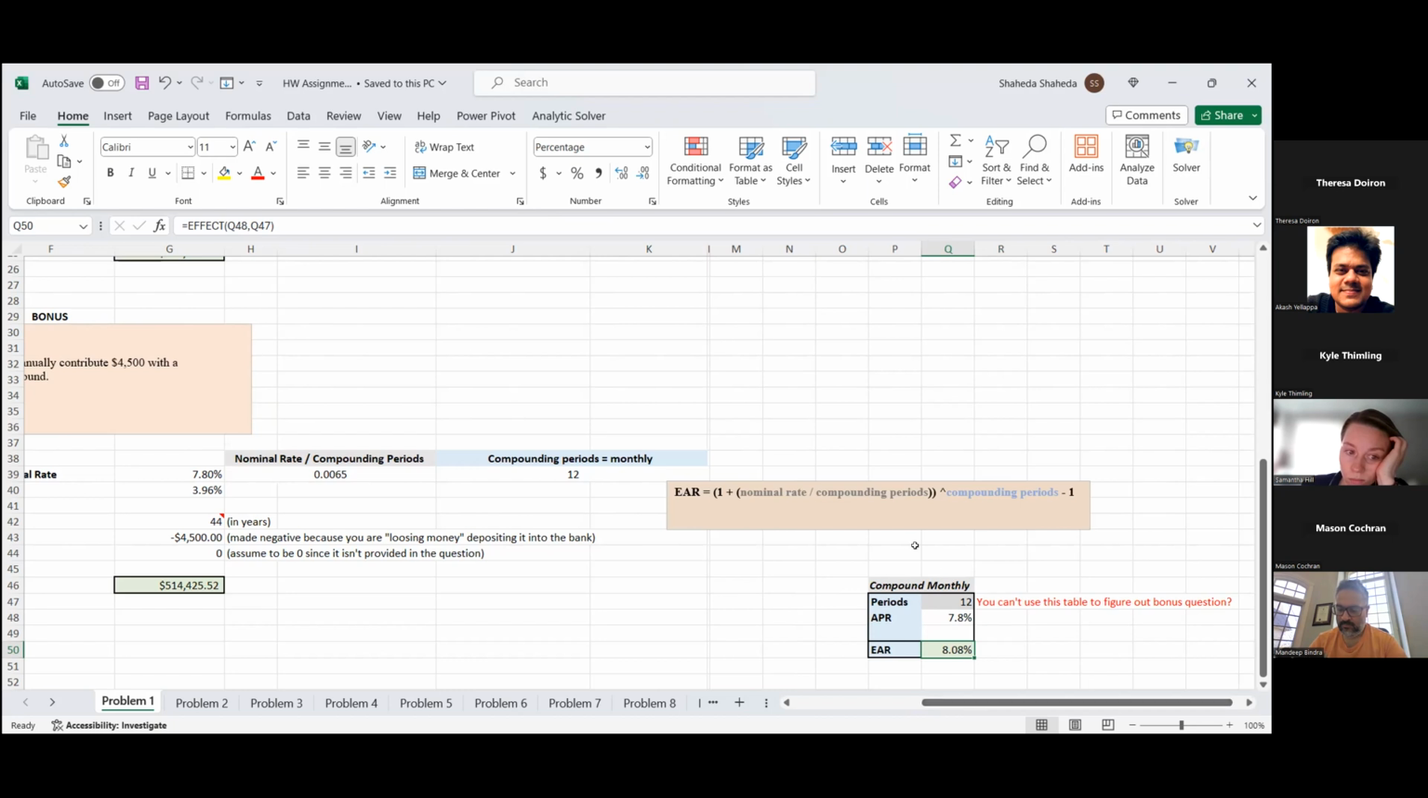So you could use effect and then 3.9 and 6 periods. And that's going to give you an effective 6-month rate, because you have the full 6-month rate and you have the number of times you're going to compound in 6 months, and that'll give you that number. Okay, can you just repeat that one more time?